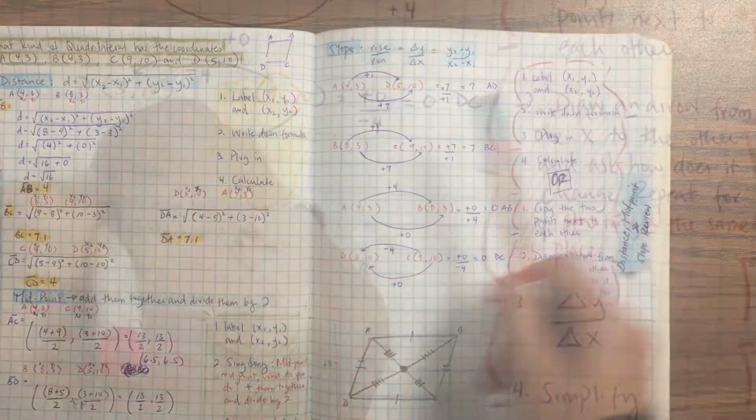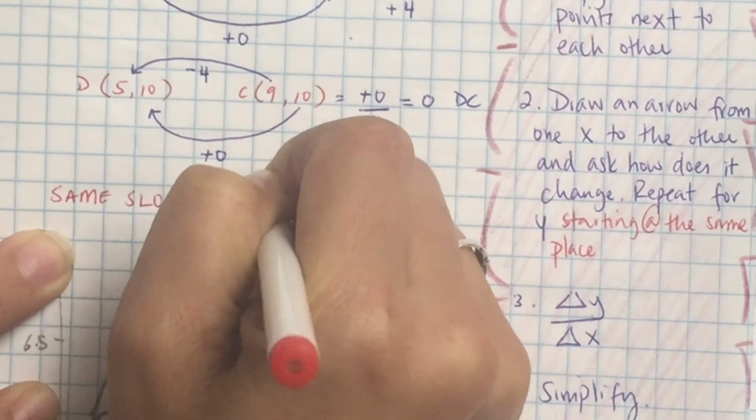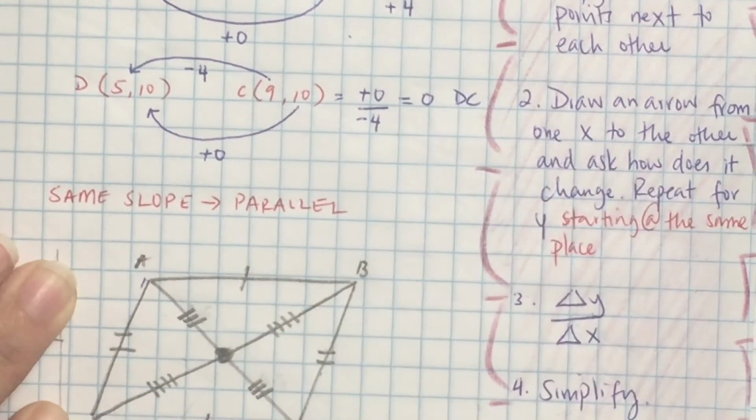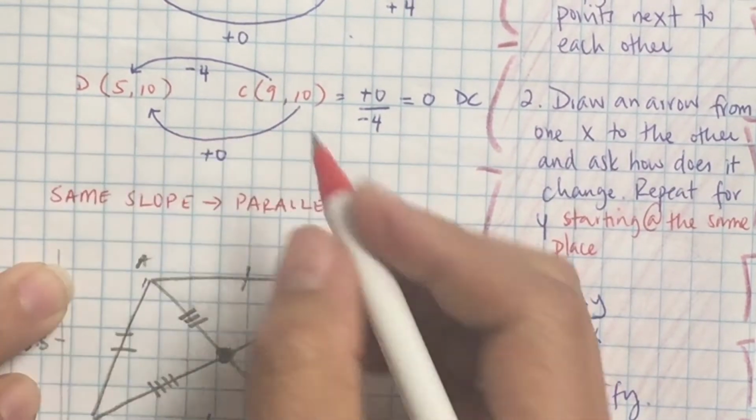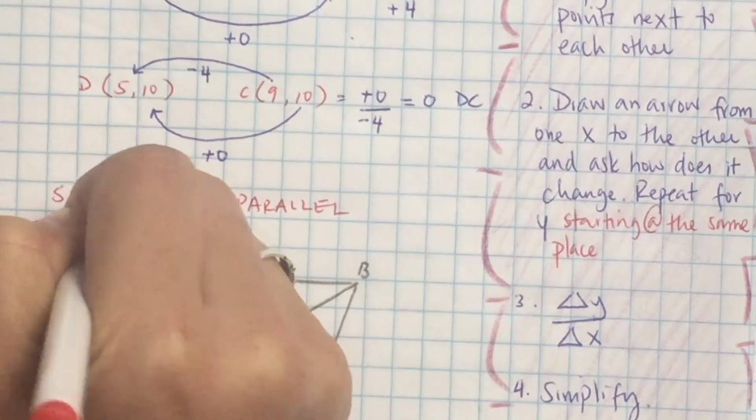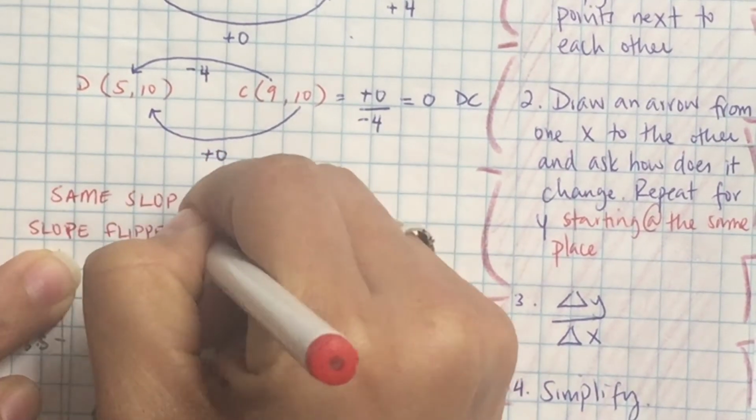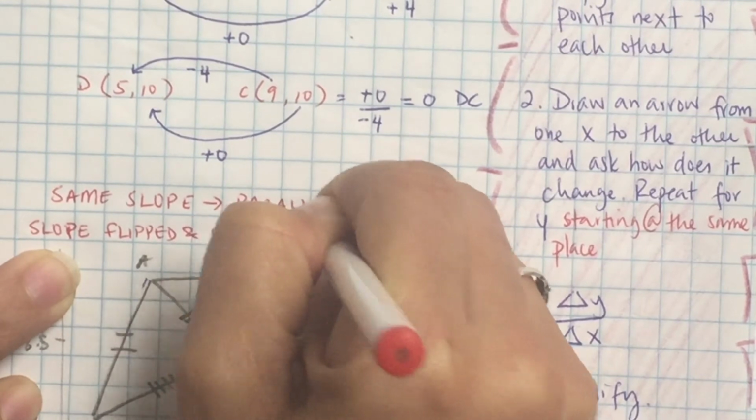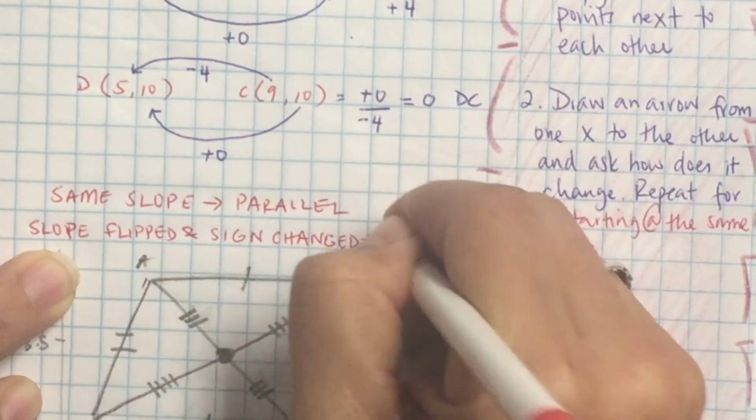Alright, then we're going to look at slope. When you have slope that's the same, the lines are parallel. So same slope, the lines are parallel. If you have slopes that are flipped and the sign is changed, then they're perpendicular.